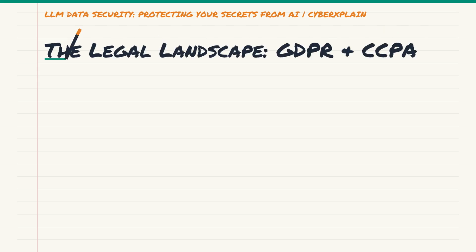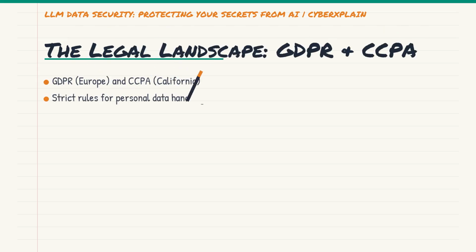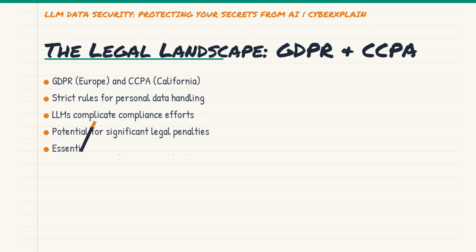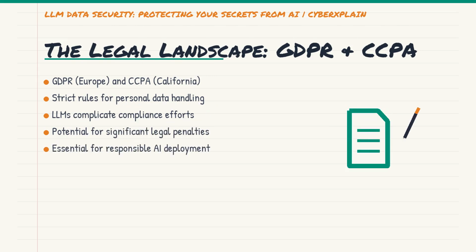Beyond technical controls, we absolutely have to talk about compliance. Regulations like GDPR in Europe and CCPA in California impose strict rules on how personal data is collected, processed, and stored. When LLMs are involved, these rules get complicated fast. Accidental PII disclosure isn't just a security incident, it's a potential legal nightmare with hefty fines. Understanding these regulations is crucial for anyone deploying AI, especially with customer data.